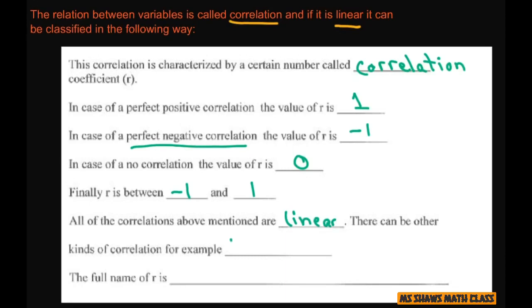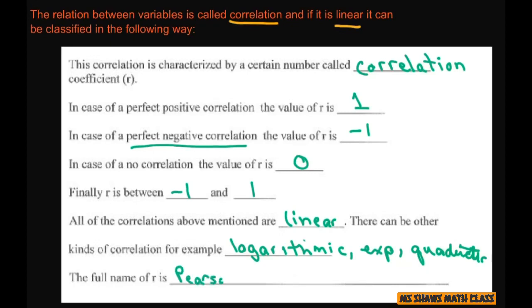For example, you can have logarithmic, exponential, quadratic, cubic, quartic, etc. So the full name of R is the Pearson product moment correlation coefficient.